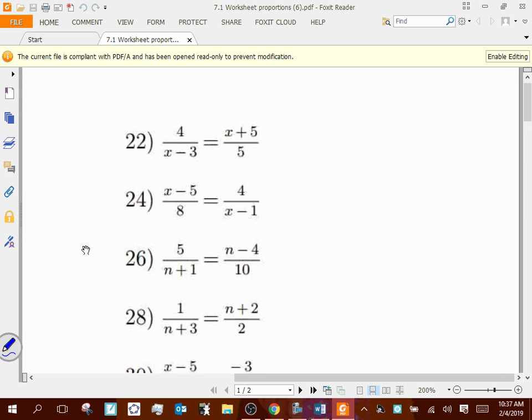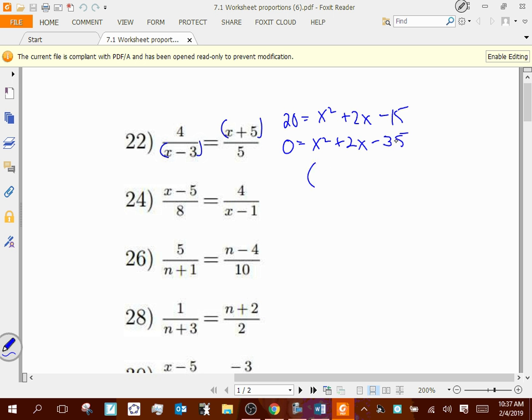Number 22, 4 times 5 is 20. X minus 3 times x plus 5 is x squared plus 2x minus 15. Again, I'm just multiplying those, distributing, factoring or FOILing them. X times x is x squared, -3x and a positive 5x, and then obviously -15. Subtract 20, 0 is equal to x squared plus 2x minus 35.